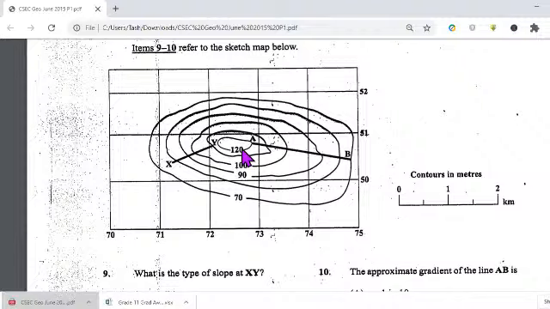Just a moment. Yes, we do gradient in geo. All right, I'm seeing your comments a little bit late. Just a moment.